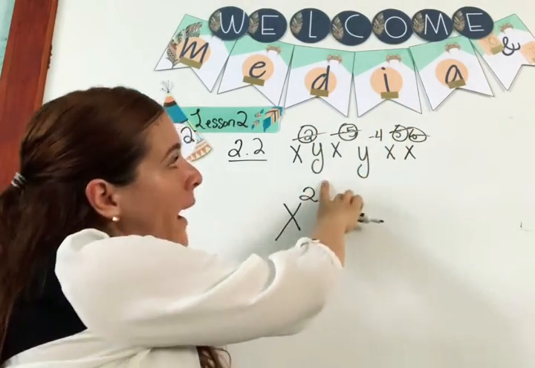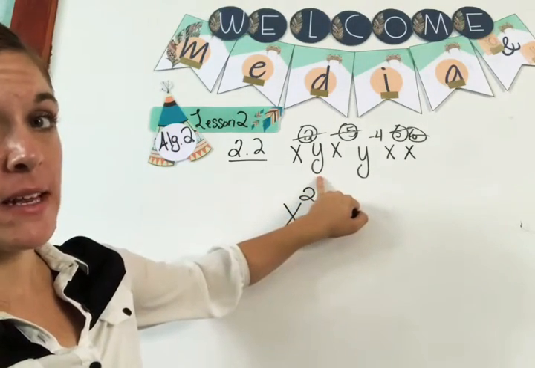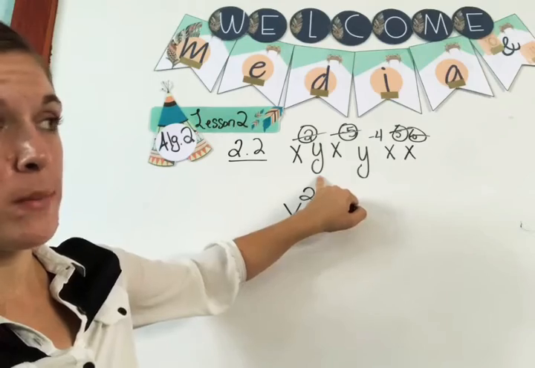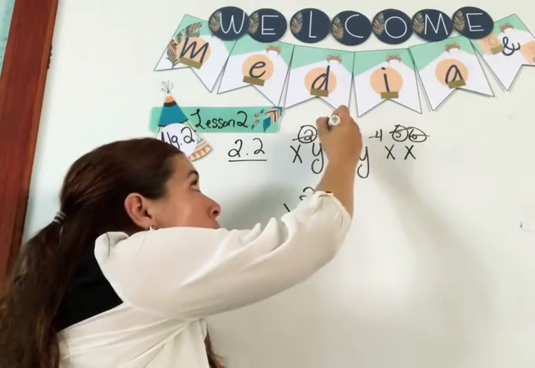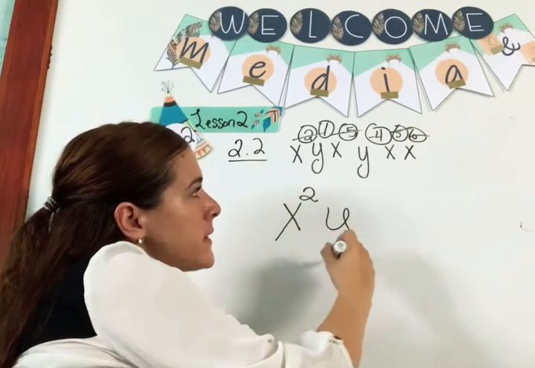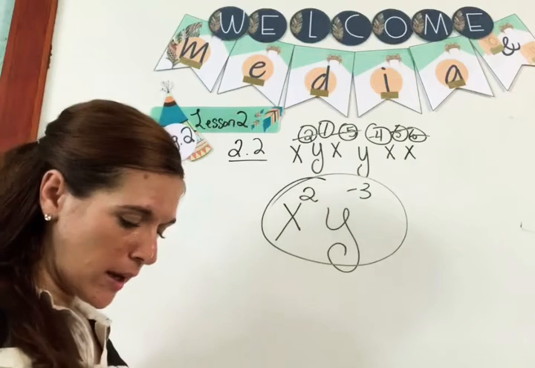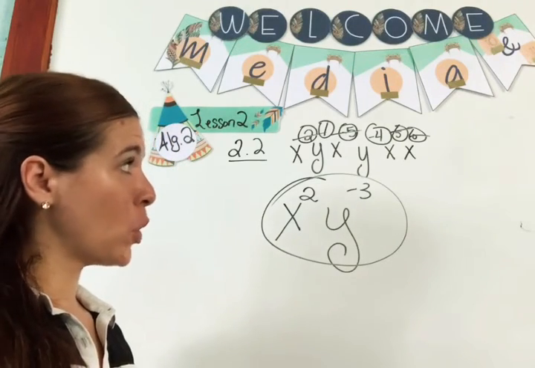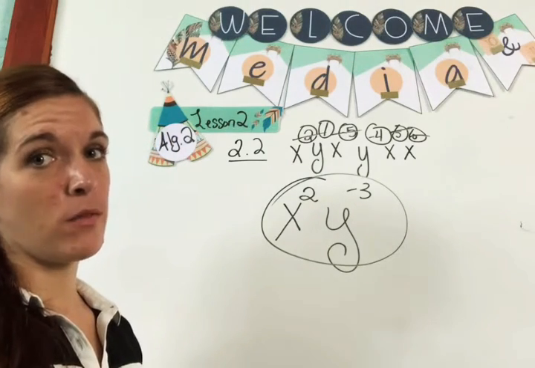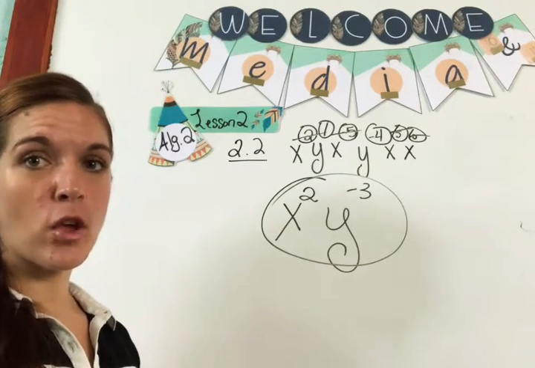And now you have y. Now be careful. This y right here has nothing on it. Does that mean that it's a 0? No, it means it's an invisible 1. So you can put your 1 there and then circle it. 1 and negative 4. Okay, what is 1 plus negative 4? Negative 3. So your answer is x to the positive 2, y to the negative 3. Same base, you add your exponents. That's all you need to remember.